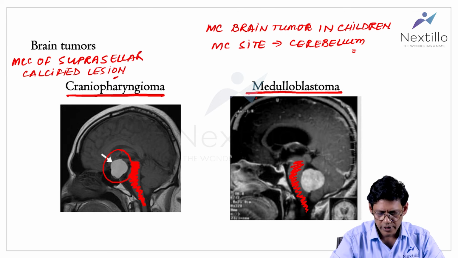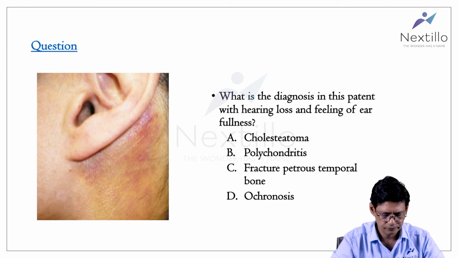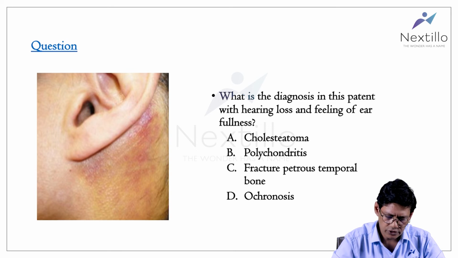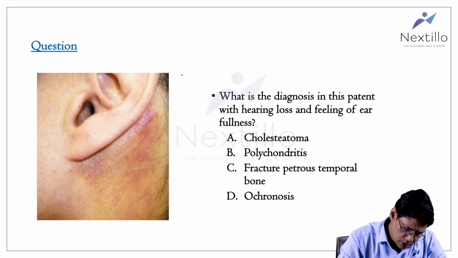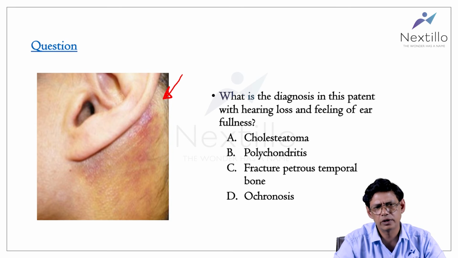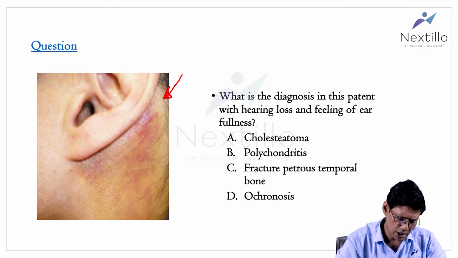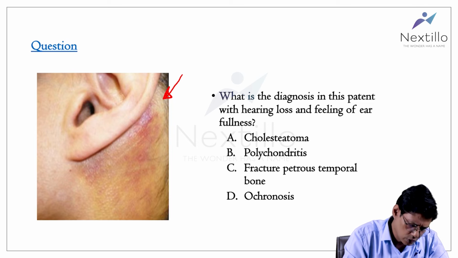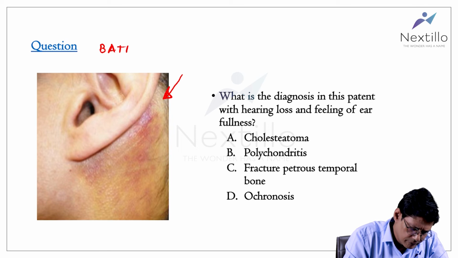Then proceeding with the next picture, what is the diagnosis for this patient with hearing loss and feeling of ear fullness? What we see in this picture is that there is ecchymosis over the mastoid process. This ecchymosis over the mastoid process in a polytrauma patient is known as the Battle's sign.